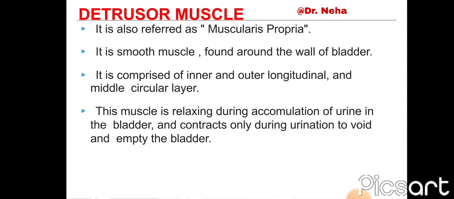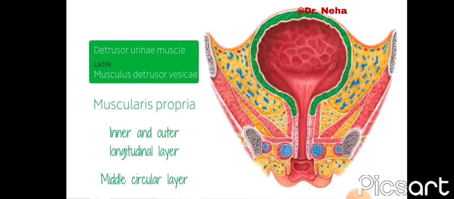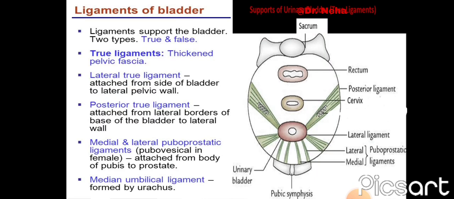Now the detrusor muscle. It is also known as the muscularis propria. It is a smooth muscle which is found in the wall of the bladder. It comprises inner and outer longitudinal and middle circular layers. This muscle relaxes during accumulation of urine in the bladder and contracts only during urination to void and empty the bladder. So here we can see the highlighted area, which is the detrusor muscle, the main smooth muscle forming the body. Now the supports of the urinary bladder.